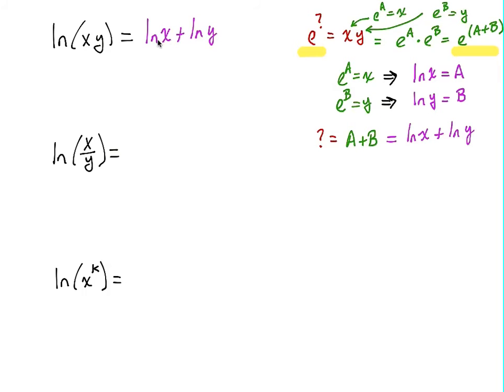When you're dividing, we can think about natural log as being an exponent. So what is the exponent on e that's going to give us this? If you have two numbers and you're dividing them, what do you do with the exponents? You subtract the exponents. So the natural log of x divided by y is going to be the natural log of x minus the natural log of y.